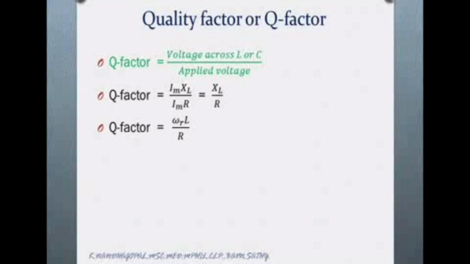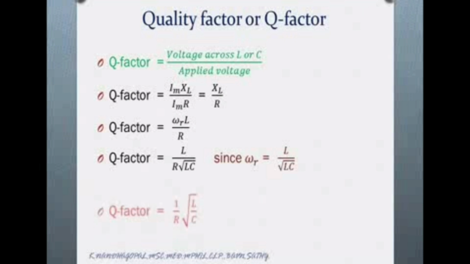So instead of XL, we can write omega L. So omega, you know that value, 1 by root of LC. So substituting that value here, Q factor equal to omega L by R, that is L by R into root of LC.